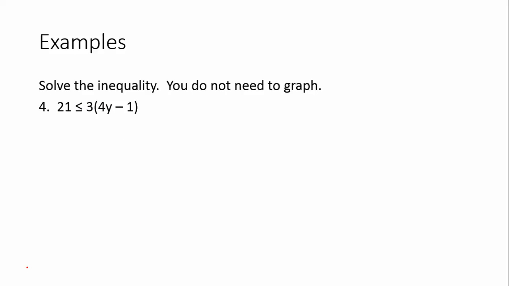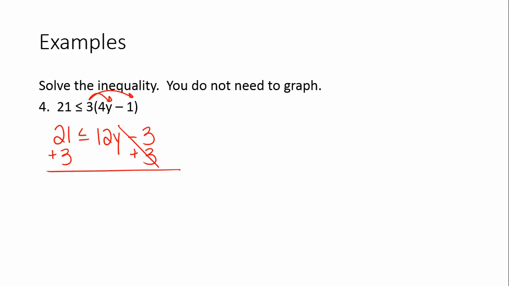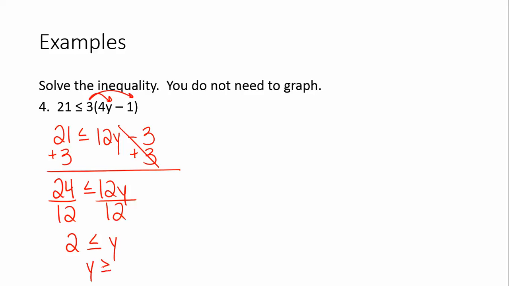Number 4, we have 21 is less than or equal to 3 times 4y minus 1. So again, we want to distribute first. 21 less than or equal to, it's 12y minus 3 when I distribute. I'm going to add 3 to both sides. So we get 24 less than or equal to 12y. Divide both sides by 12. 2 less than or equal to y, but remember we want the variable on the left. So when we rewrite it, we say y is greater than or equal to 2.